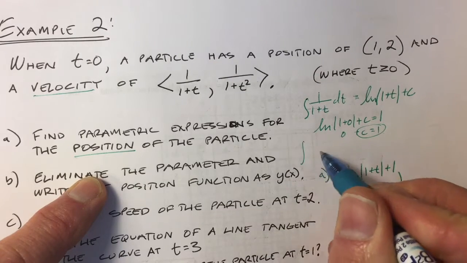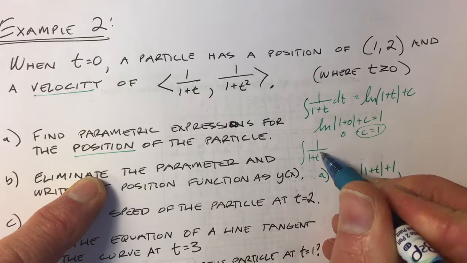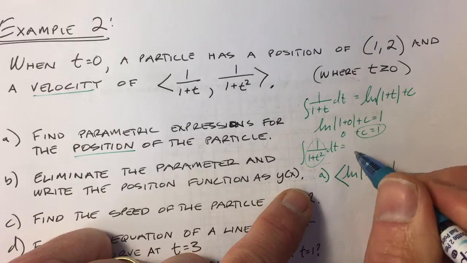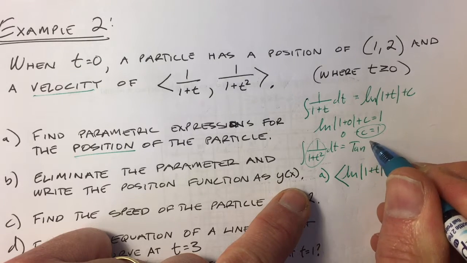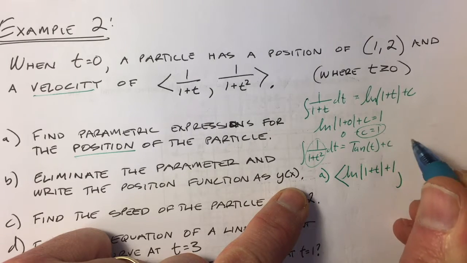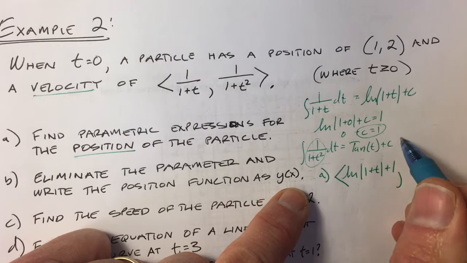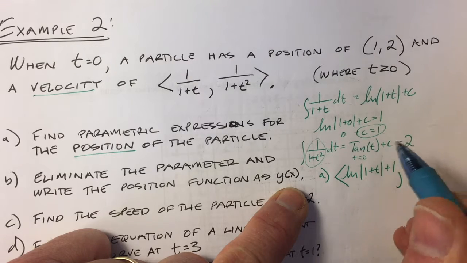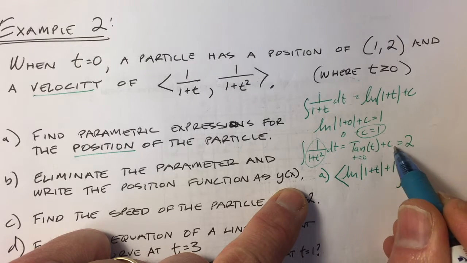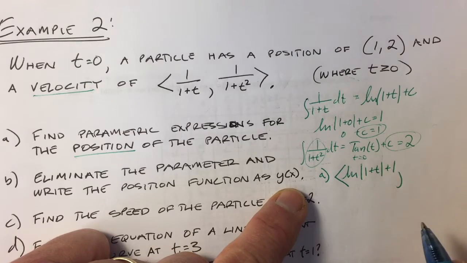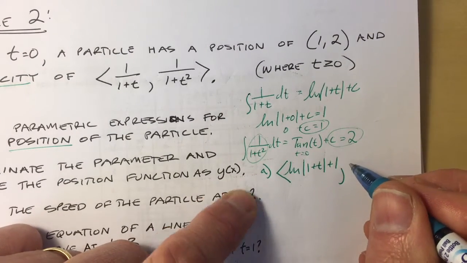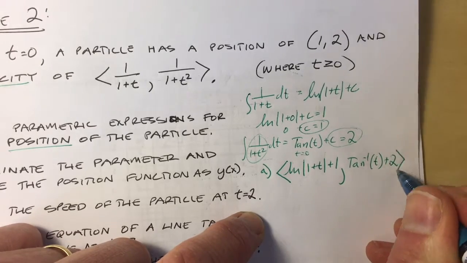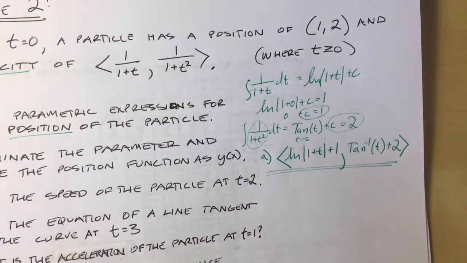All right, what happens when I integrate then 1 over 1 plus t squared? Well, this is the inverse tangent, so that's going to be tan inverse of t plus c. Well, I know similarly that at t equals 0, that is going to be equal to 2. Well, the tangent of 0 is 0, so now c equals 2 for this one. So I can write here that this one is going to be the inverse tangent of t plus 2. All right, so that's part A.